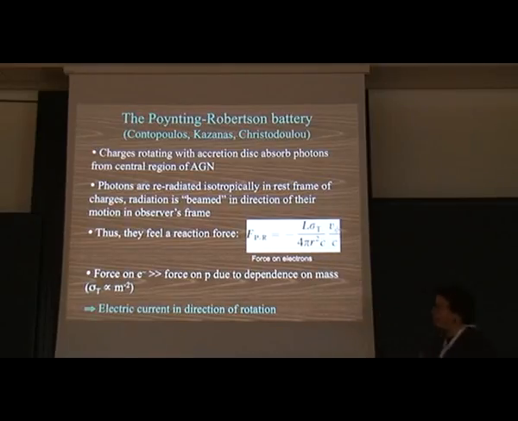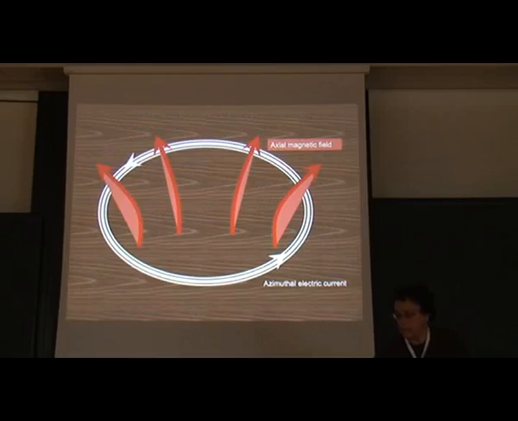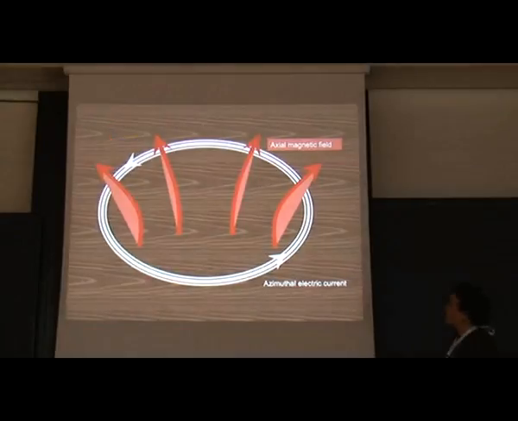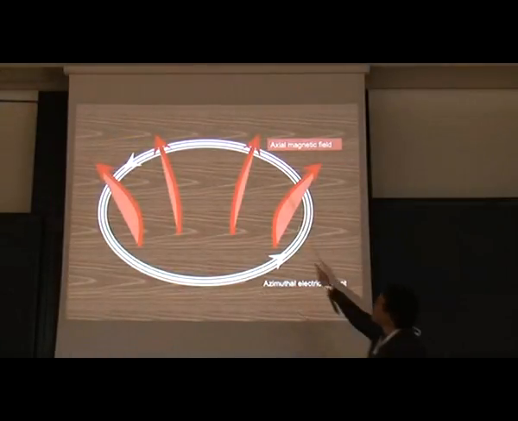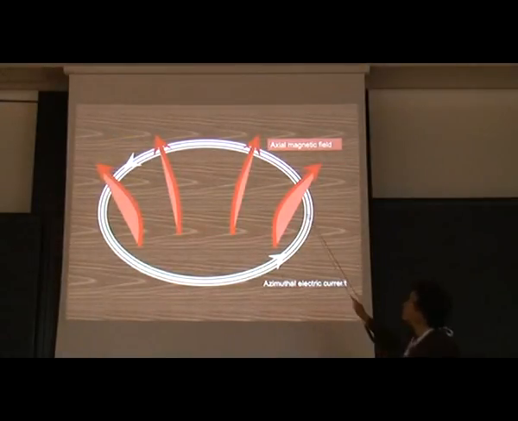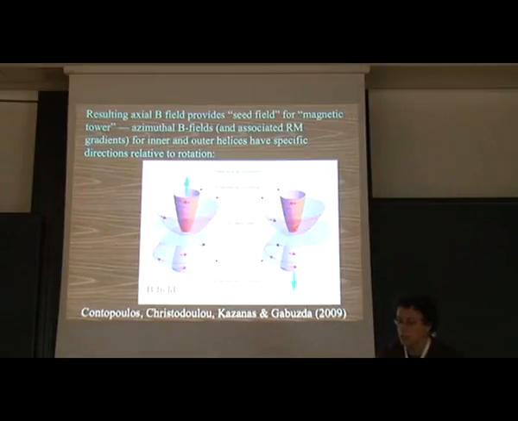Remember, we're talking about the accretion disk here, so we don't think we're dealing with a relativistic plasma. And this is predicted to give rise to an electric current in the direction of rotation, essentially because of the different speeds of the electrons and protons in the disk. Okay. So here's kind of a sketchy situation. This is the direction of disk rotation. You get an azimuthal electrical current in the disk that gives rise to an axial poloidal magnetic field with a well-defined direction relative to that rotation.